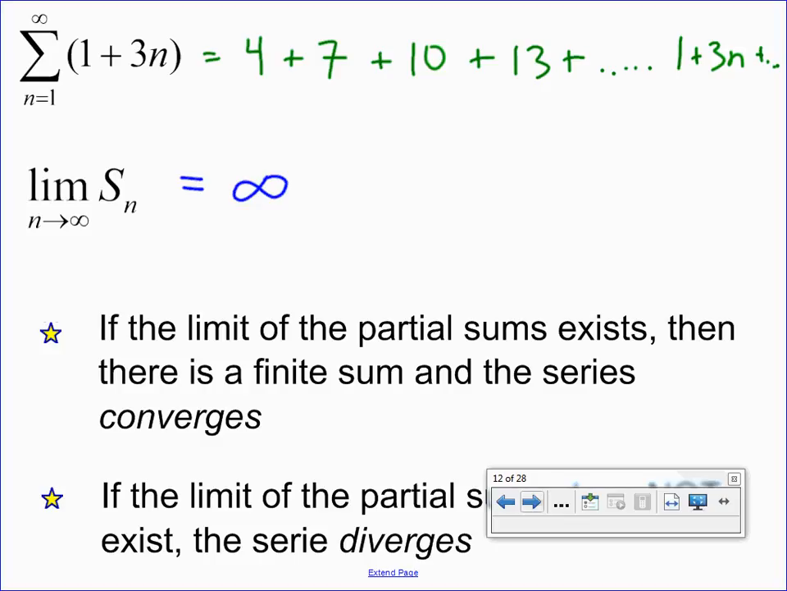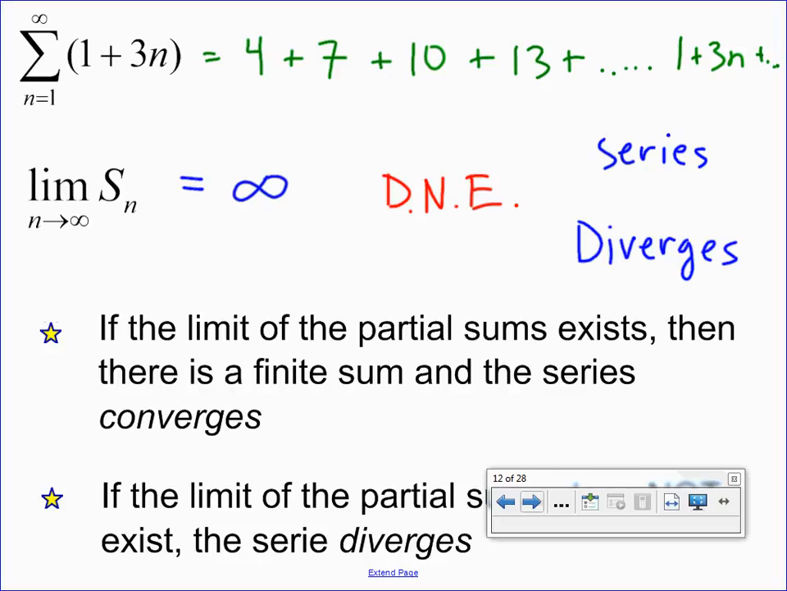It's going to be infinite, right? My term values continue to grow. Therefore, my sum will continue to grow. As n gets infinitely large, the sum will get infinitely large. So the limit as n goes to infinity of my partial sums is infinite. That does not exist. Therefore, the series diverges.